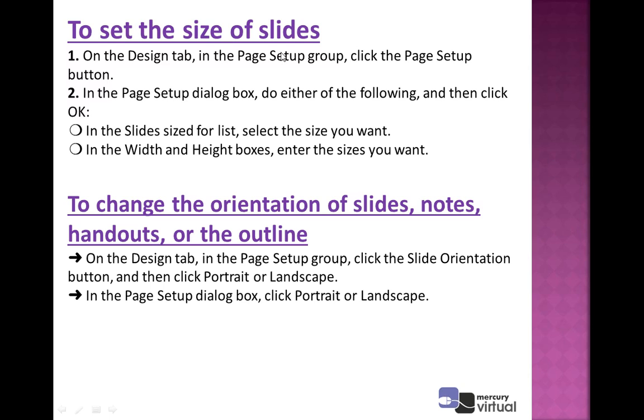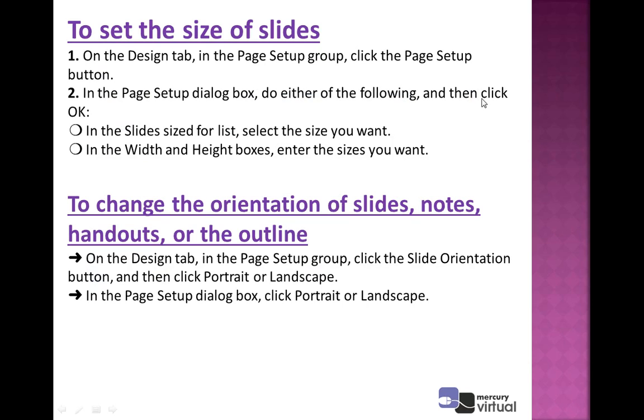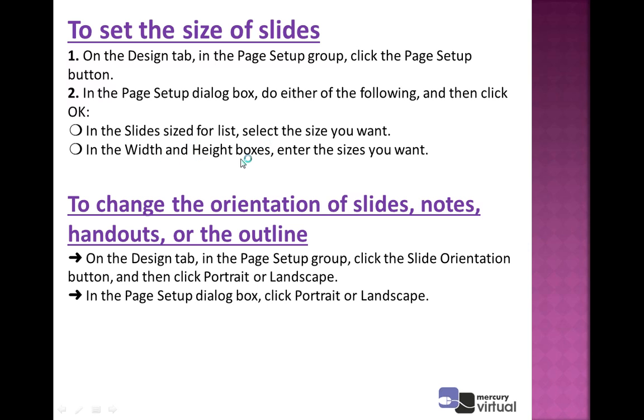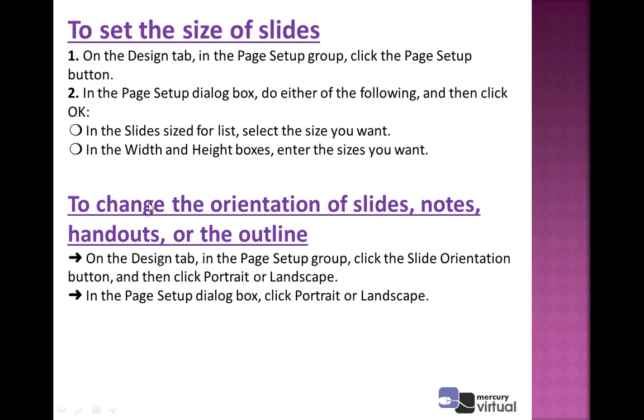Next, how to set the size of slides. The first point says go to the design tab, in the page setup group, click the page setup button. When a page setup dialog box like this comes, do either of the following, click OK. This is the slide size for list. Use any type of list that you want. In the width and height boxes, enter the height or the width by clicking on this button.